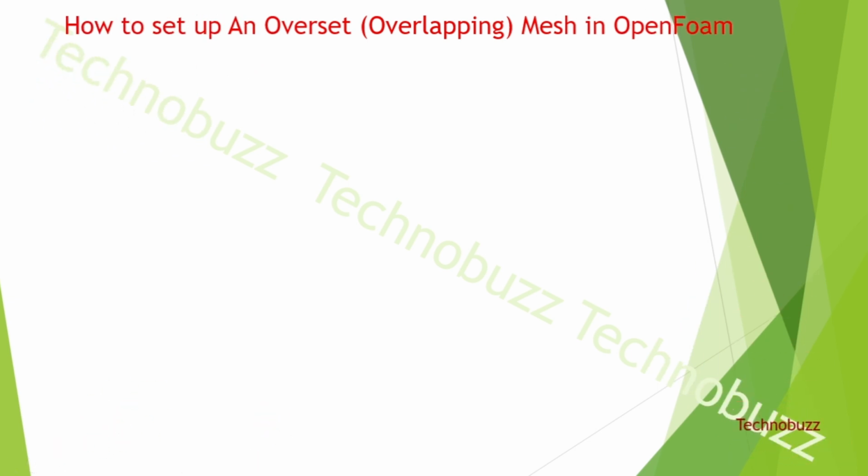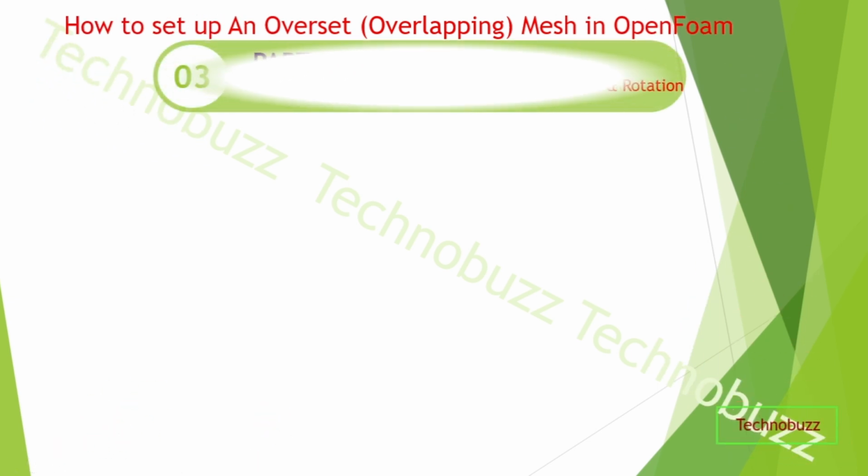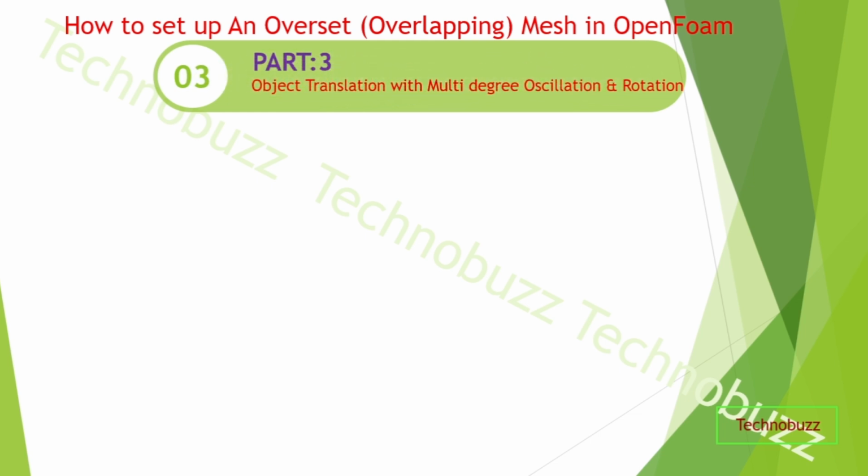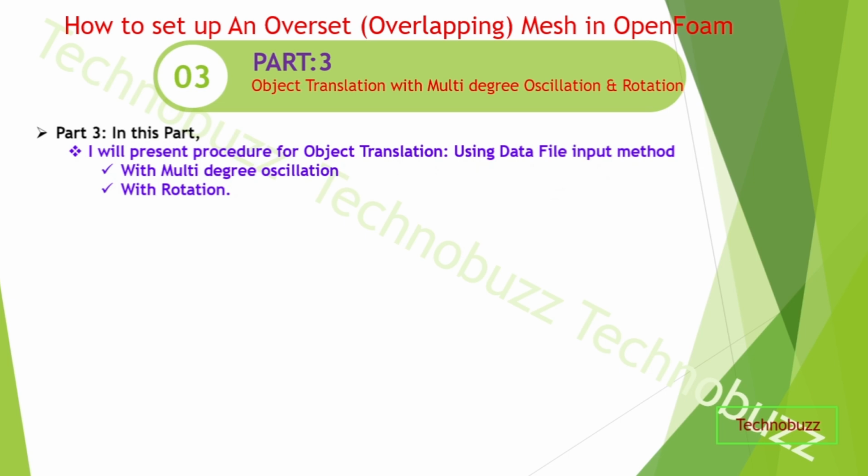In this part, I will present the minor modifications needed to activate translation along with multi-degree oscillation and rotation. So here I will present the procedure for object translation using data file input with two options, with multi-degree oscillation and rotation.